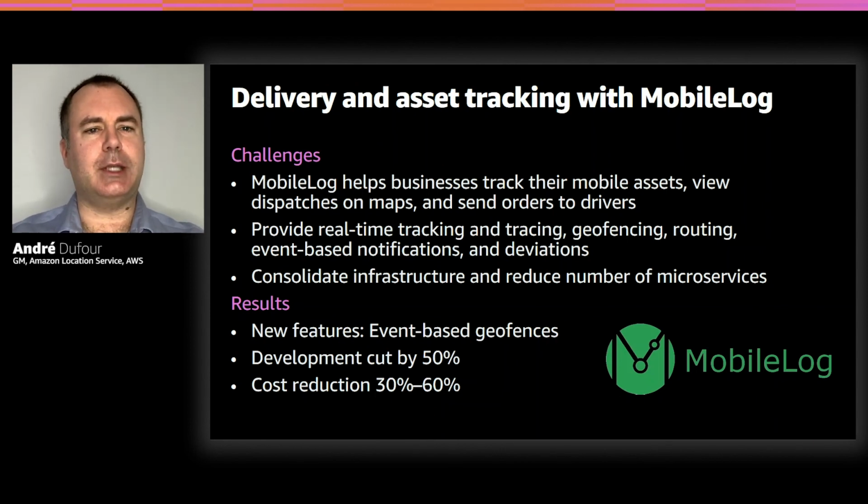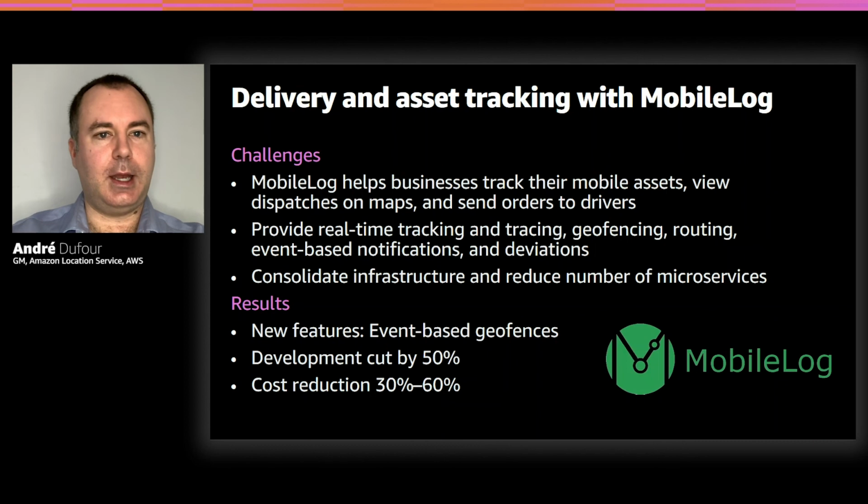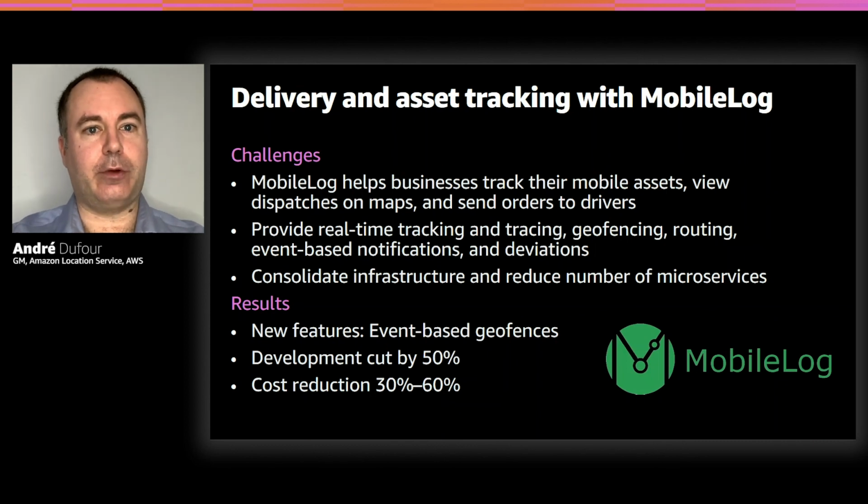They were also able to consolidate a lot of their location-related infrastructure that had been across multiple clouds onto AWS and retire a bunch of bespoke microservices that they had built and simply lean into those offered by Amazon Location Service. And all of this enabled them to reduce their development cost by 50%, and their total overall cost savings are in the order of 30 to 60%. Some pretty incredible results. Let's have a look at their high-level architecture.